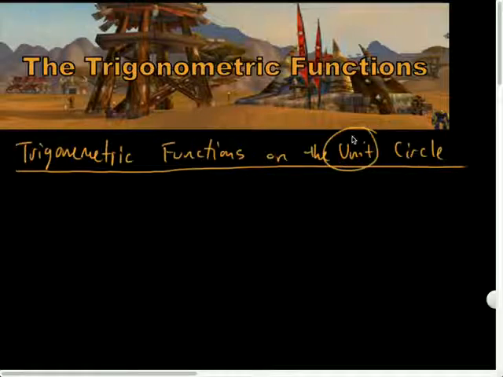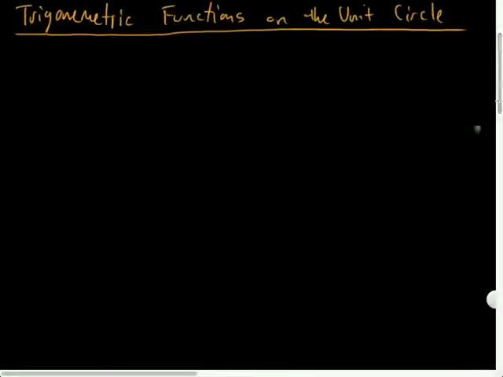Today we are talking about trigonometric functions on the unit circle. Now, unit is typically referring to the number 1. All right, so let's first draw what the unit circle is. It's going to be a circle of radius 1, is what I mean by unit circle.